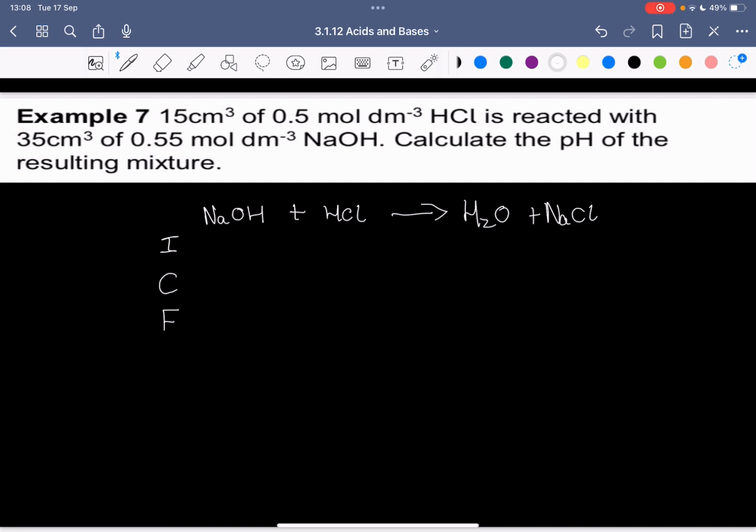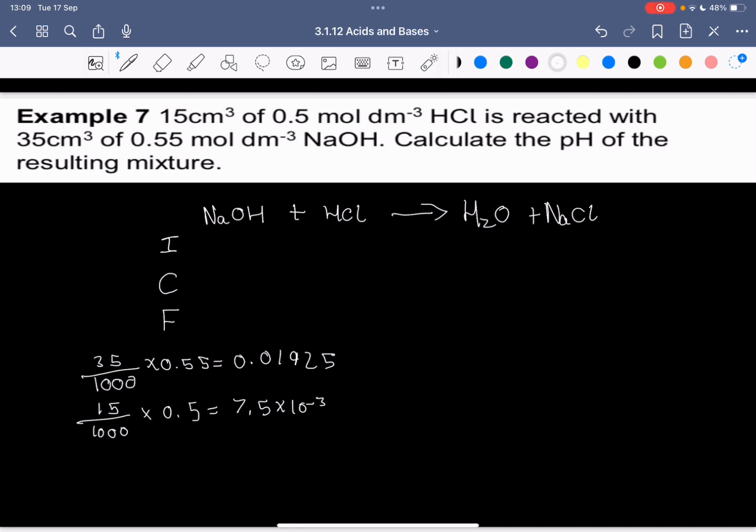Now for our initial moles of sodium hydroxide, we have 35 centimeters cubed. And if we want to convert that to decimeters cubed, we divide it by 1,000. I'm going to times it by the concentration, and I get the moles as 0.01925. And I'm going to do the same for hydrochloric acid so that I get... Now these are our initial moles before they actually react. So I'm going to write that down in the I section.